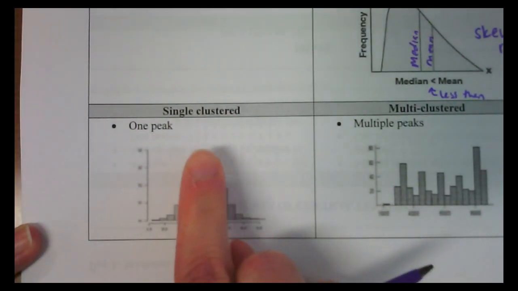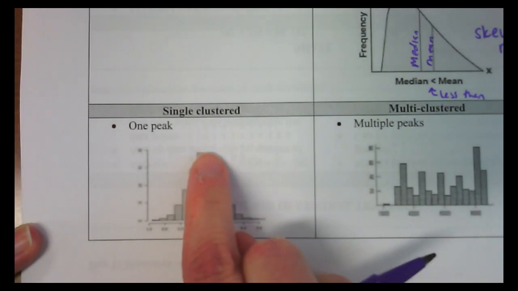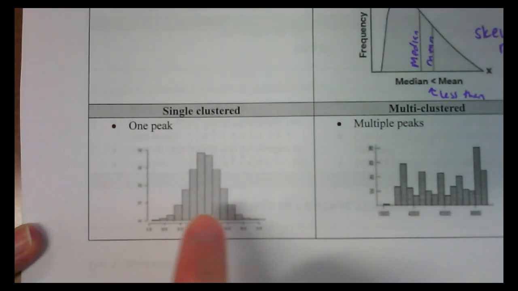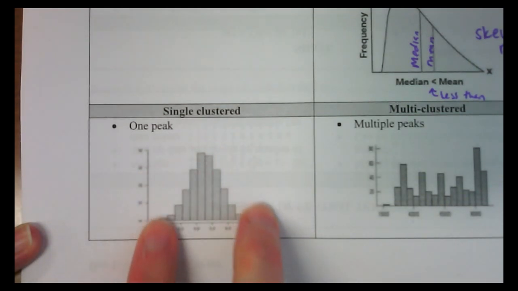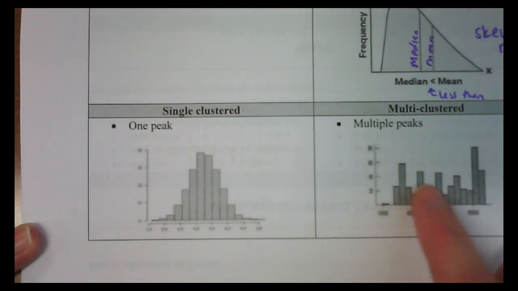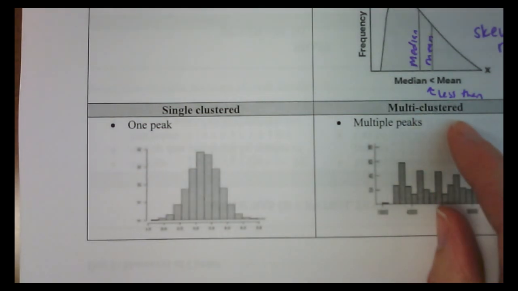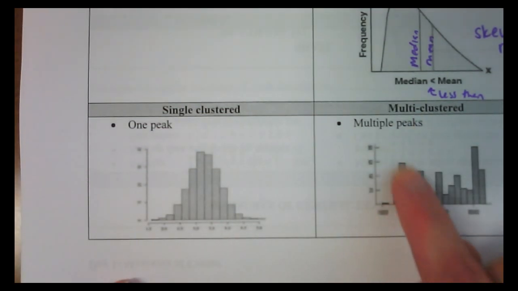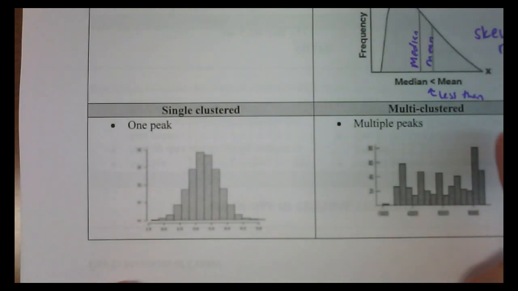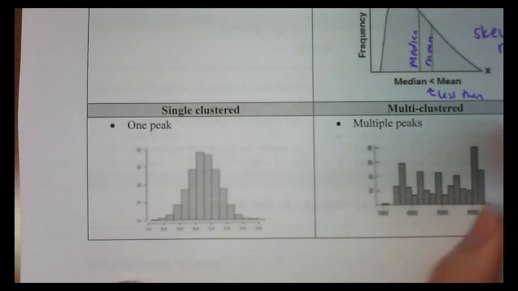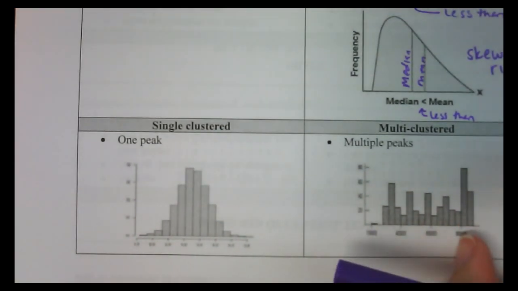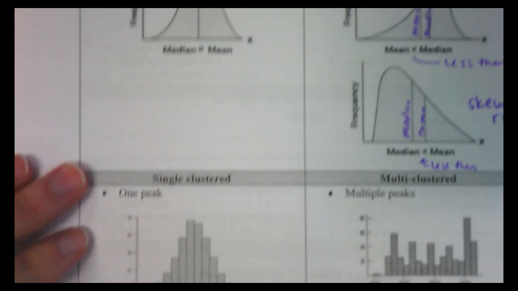Okay, when something is single clustered, it means there's one peak. So something like this, that there's only one time it comes up higher, and both sides of it are slowly going down. When you have multiple peaks, it's called multi-clustered. So it's like you have a little group of data here with a high point and balance on each side, a group of data here with a high point and then balance on each side, and it keeps doing that. So this is multiple peaks. Okay, so that's the vocabulary.